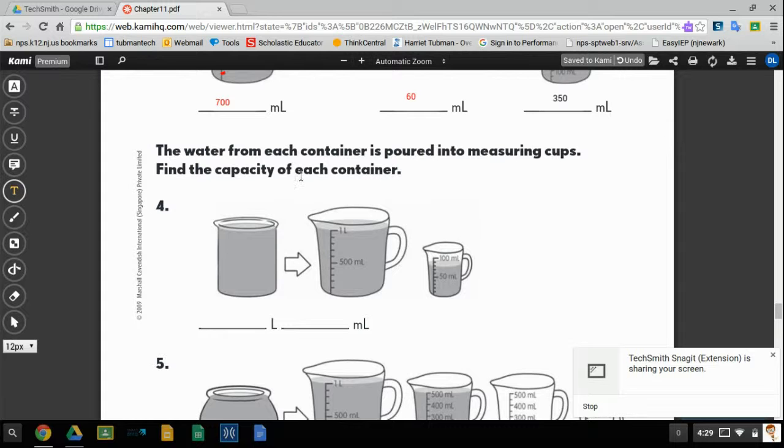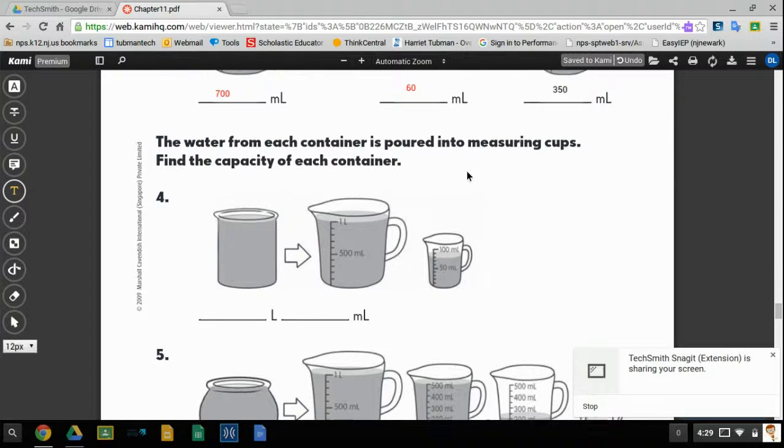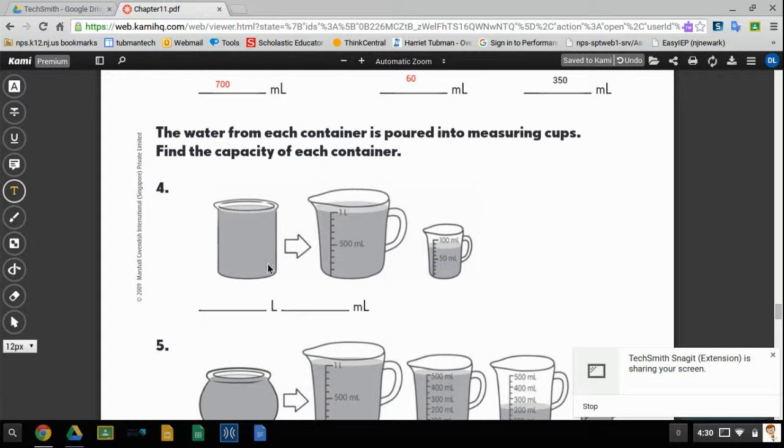Number 4. The water from each container is poured into measuring cups. Find the capacity of each container. So right now I know this full container is going to equal 1 whole liter. So I know that is 1 liter, because that fills that entire cup, and it gives me a little bit more.